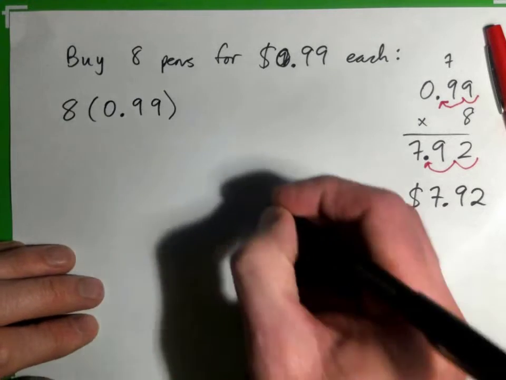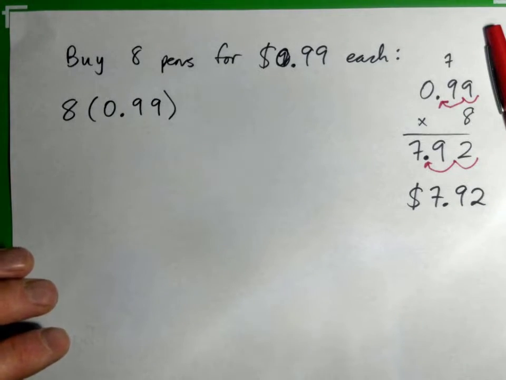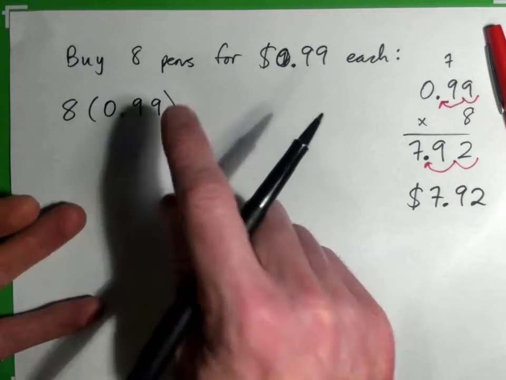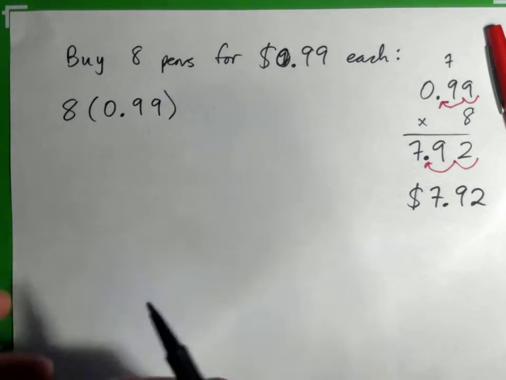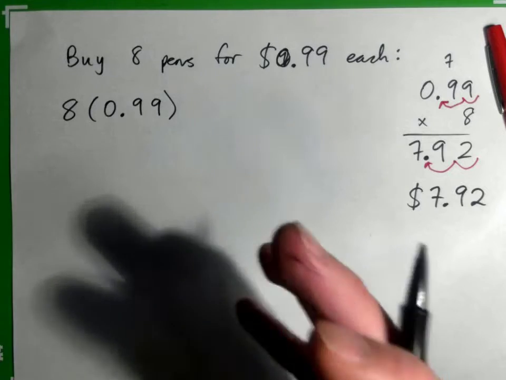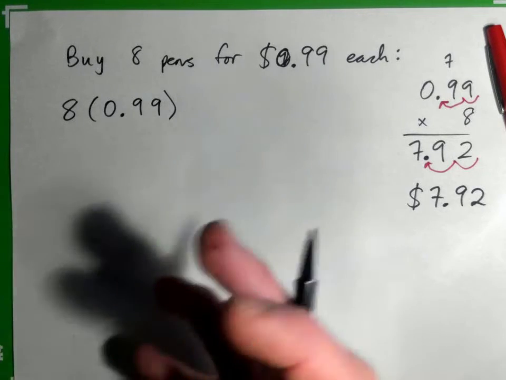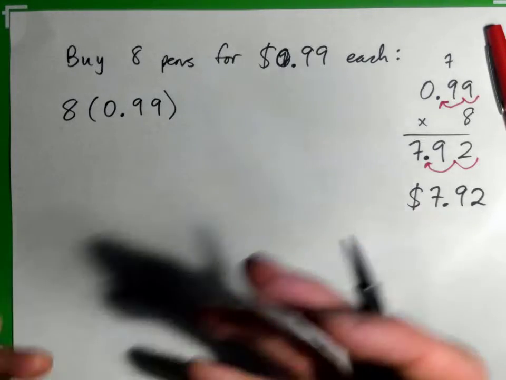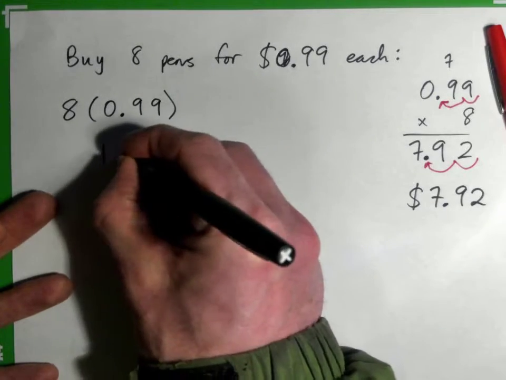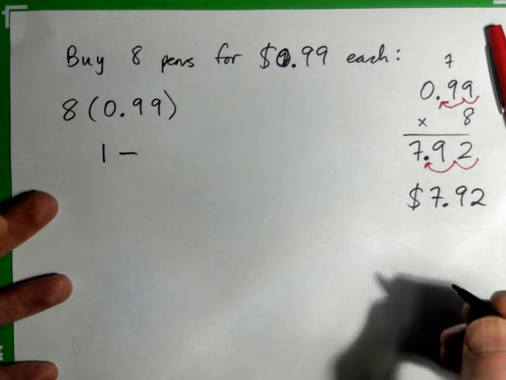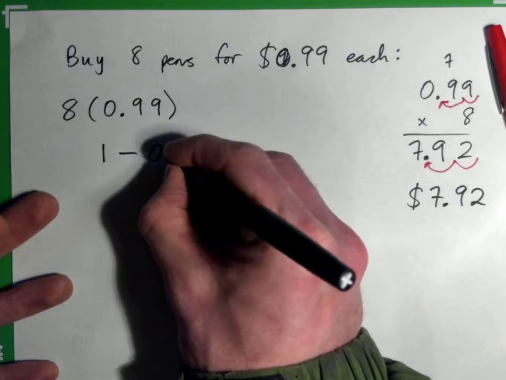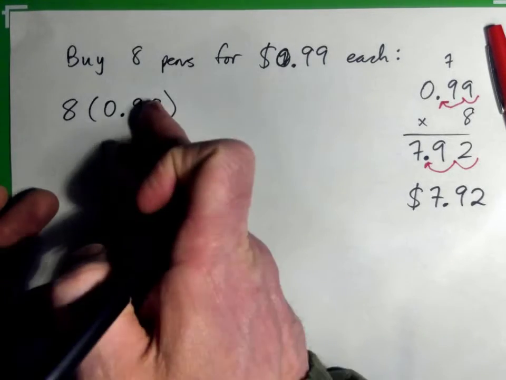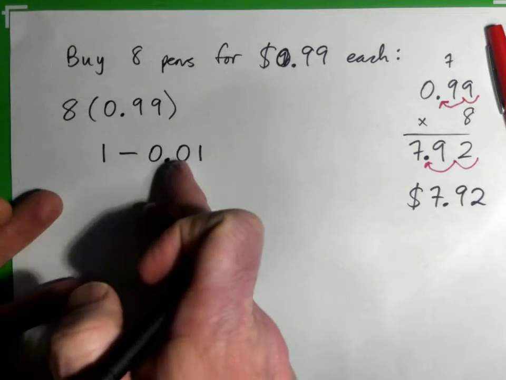0.99, right? Now, how would you think about 99 cents? It's pretty close to $1, right? In fact, if you think about a dollar, how close is 99 cents to $1? 1 cent. Yeah, it's 1 cent away from $1. So it's $1 minus what? 0.01. That makes sense? Okay, so that's what 99 cents looks like: 1 minus 0.01.